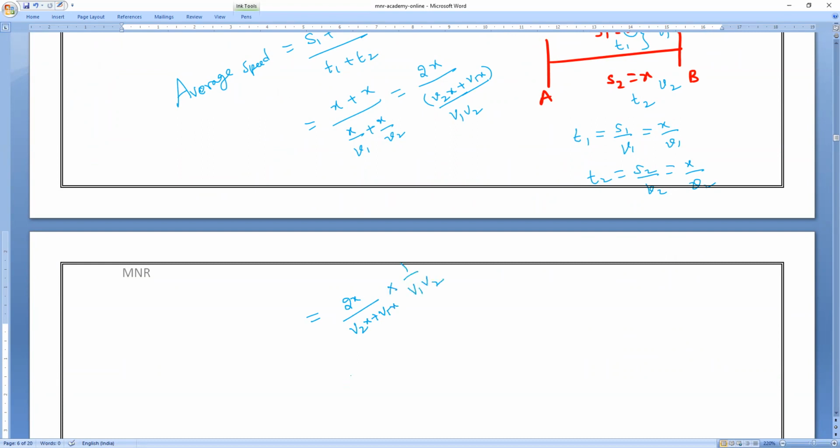Is it right or wrong? Oh, sorry, v1 v2 will go up. Forgot that. So what will happen? This will go up. Look at the board. It looks like a divided by b by c. So what will come? A into c by b. Is it right or wrong? Same way it will come V1 V2. Is it right or wrong, guys?